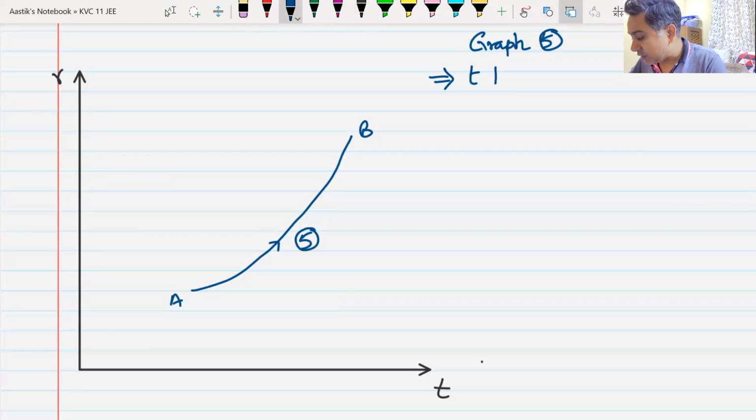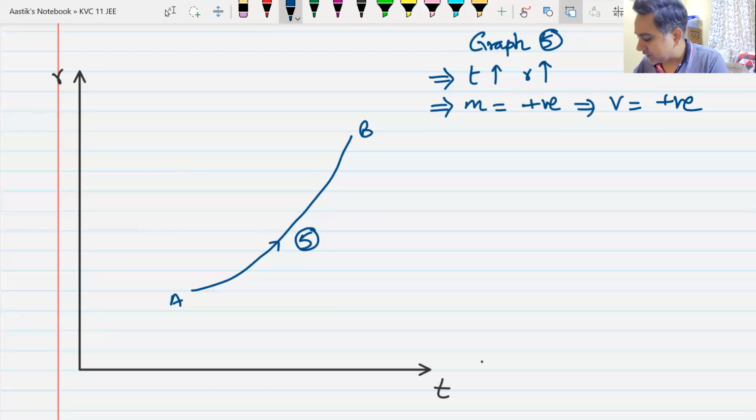As time is increasing, what about the position? It's increasing. What about the slope of this graph? Is it positive or negative? Positive. That means velocity is positive. Is the slope constant? No, sir. Slope is changing.